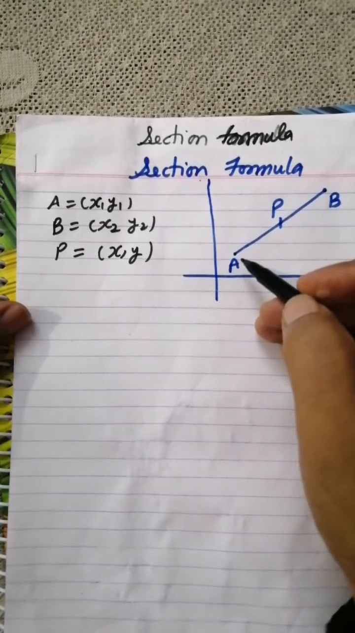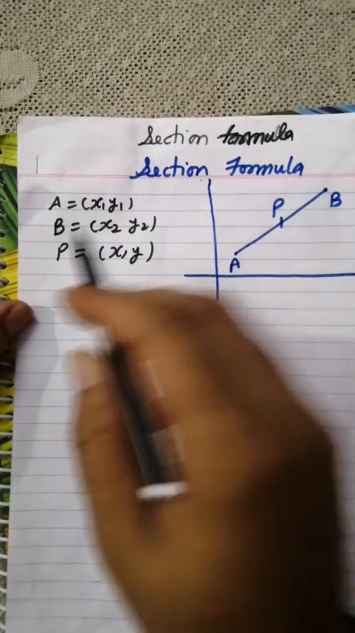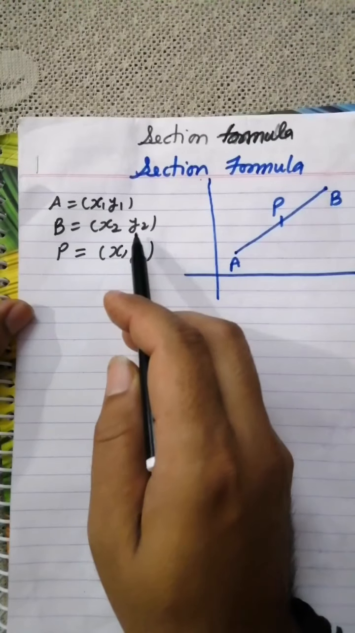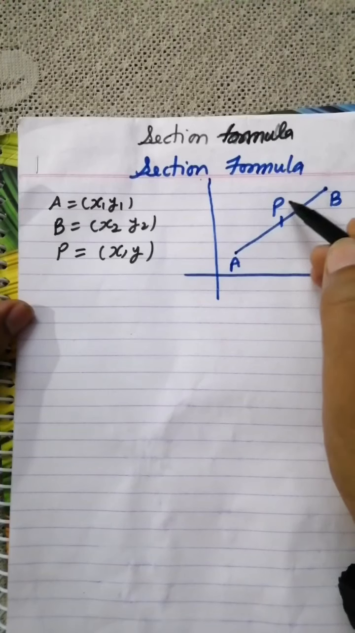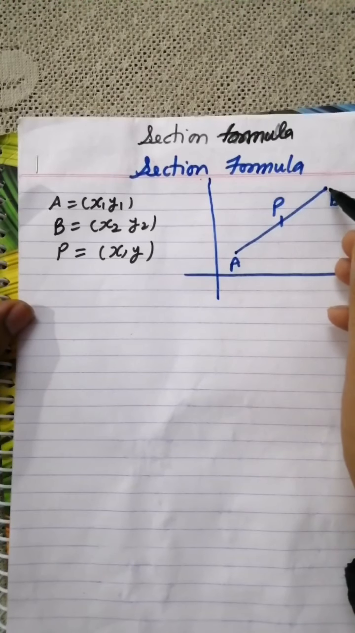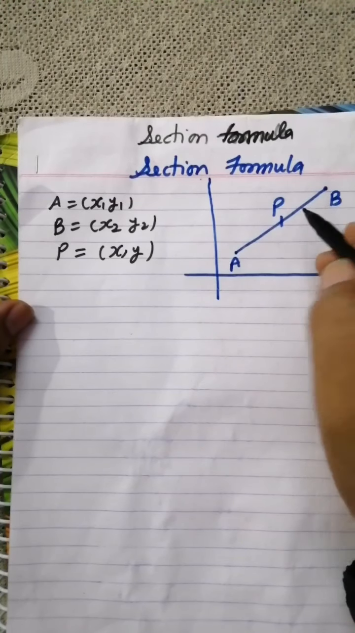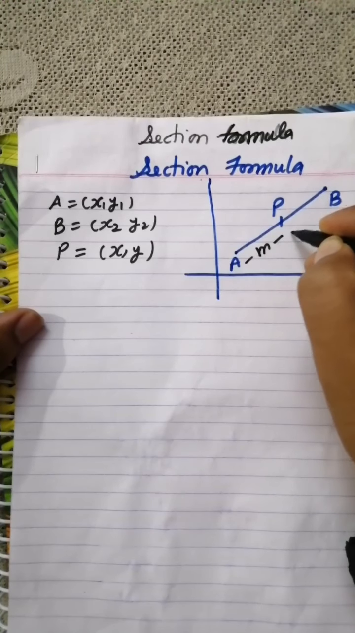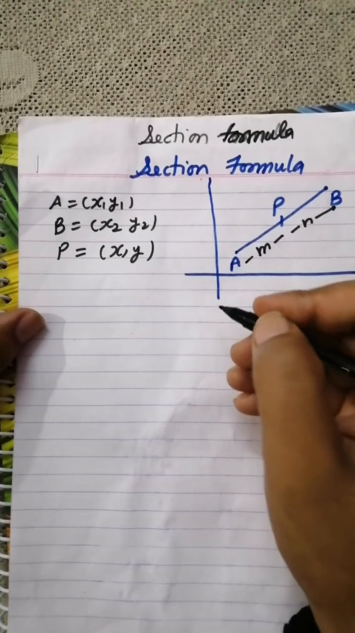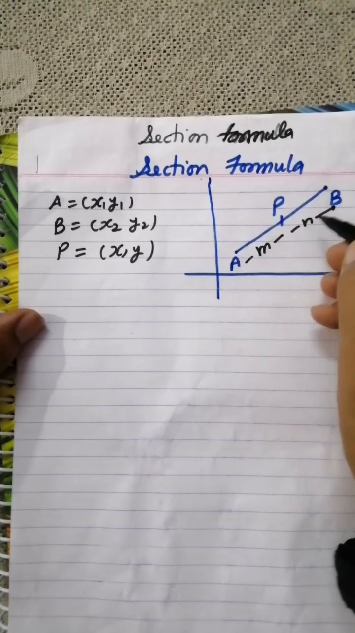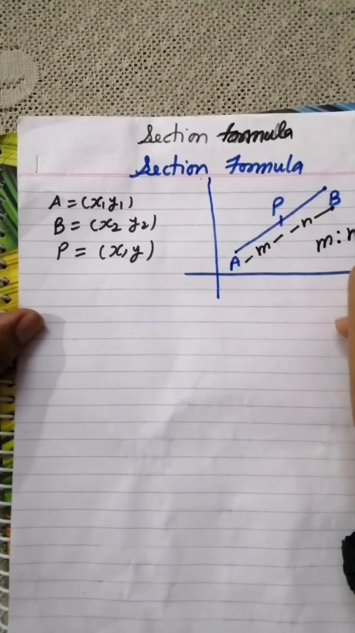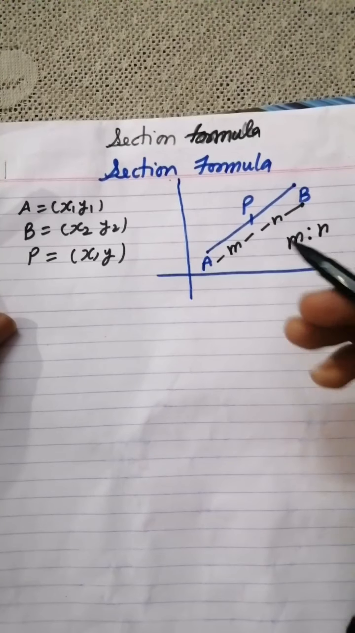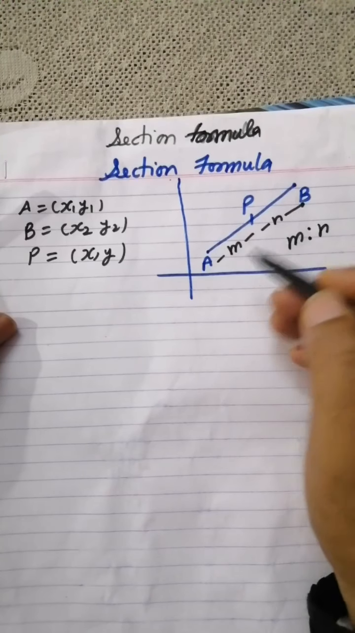Like in this figure, you can see there are two points A and B. A is x1 y1, B is x2 y2. There is another point P which is in the interior of the points A and B. Inter means inside. It is called interior, or we can say internal. This point P is going to divide the line segment AB in the ratio m to n. It means this part is m and this part is n. So P is going to divide AB in the ratio m to n. That is the ratio in which P divides these two points A and B.